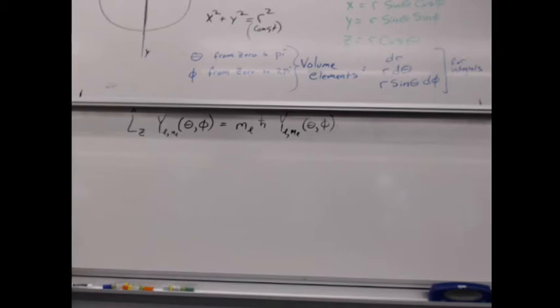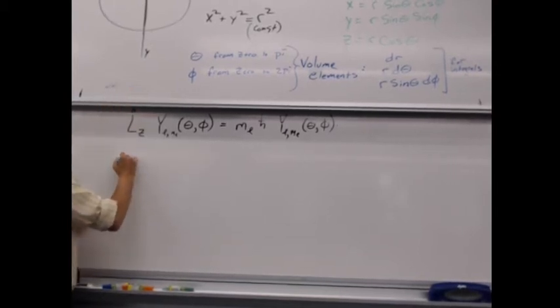Eigenvalue problem. These functions y are going to be eigenfunctions of the Lz operator. We're going to set up Lz so it's a Hermitian operator, so these functions y will all be orthogonal to each other. All of the things that we normally do.